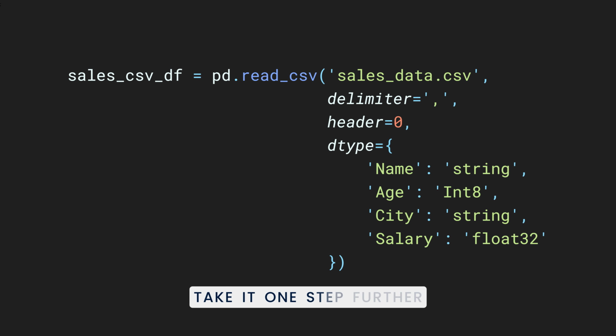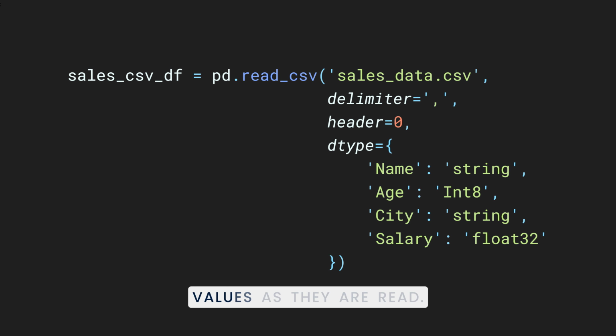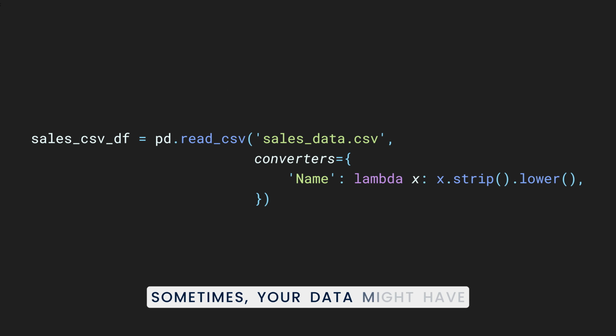Now let's take it one step further and see how we can apply custom transformations to the values as they are read. Sometimes, your data might have little inconsistencies, like names with extra spaces or mixed casing. Pandas lets you clean up these values right as you load the file using the converters option. Here, we're trimming spaces and converting the name column to lowercase. This makes your data cleaner and more consistent without needing a separate step later.